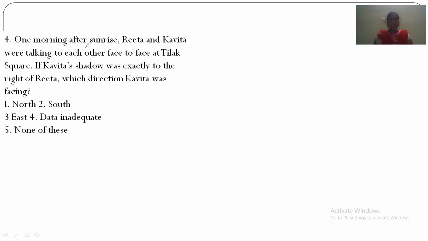One morning after sunrise, Rita and Kavita were talking to each other face to face at Tilak Square. This means they are opposite to each other. So Rita and Kavita may be facing each other like this, or Kavita might be in this direction. Rita might be facing south, or north, and Kavita the opposite. Any face-to-face possibility is there, and even east-to-west possibilities are also there.